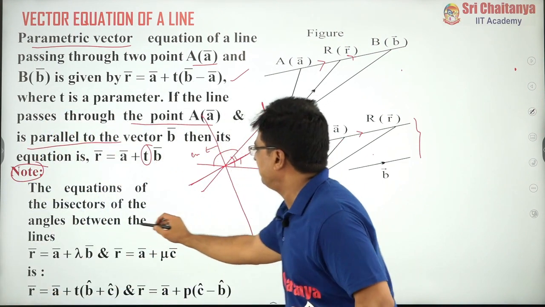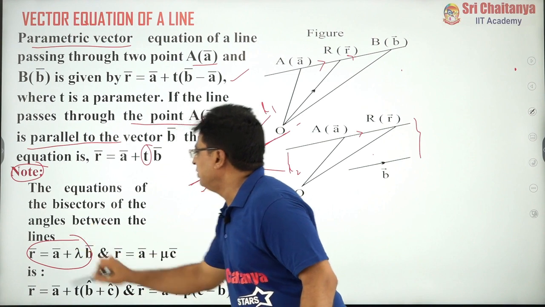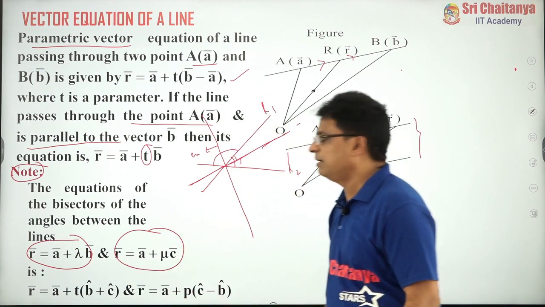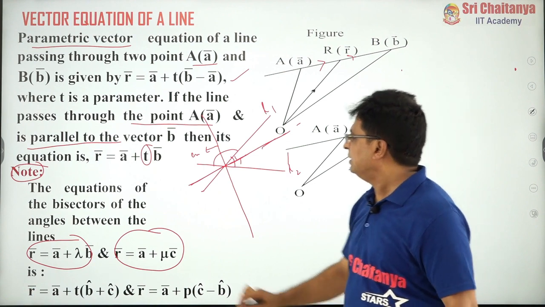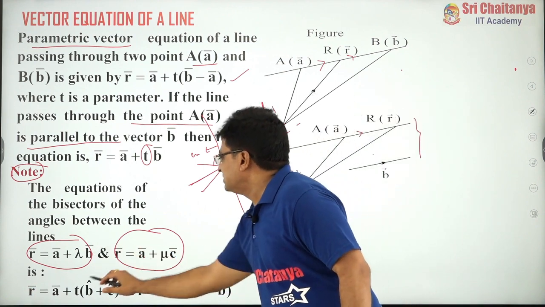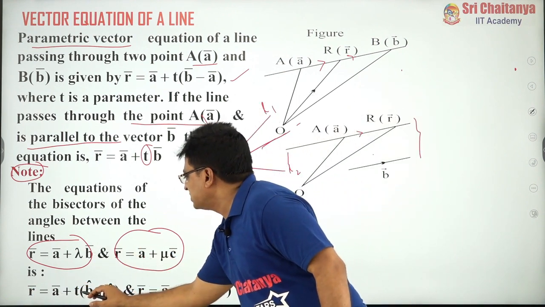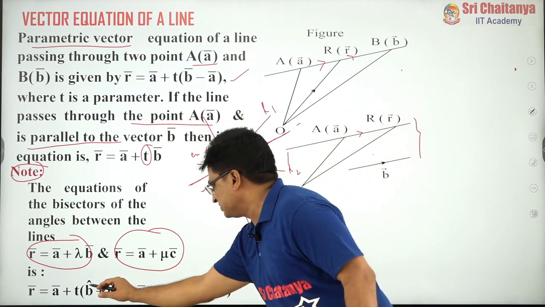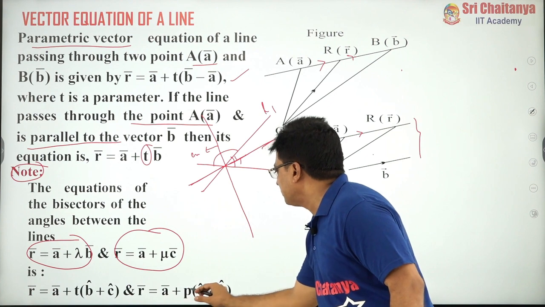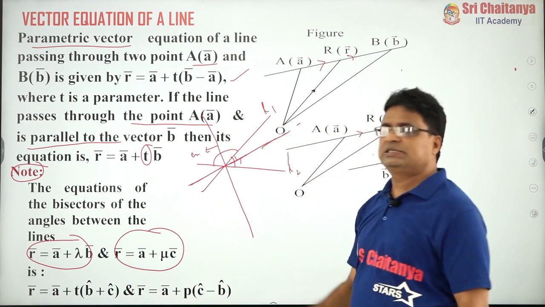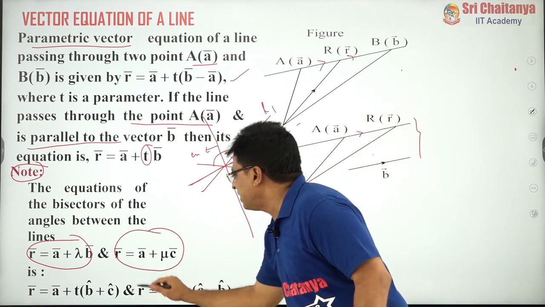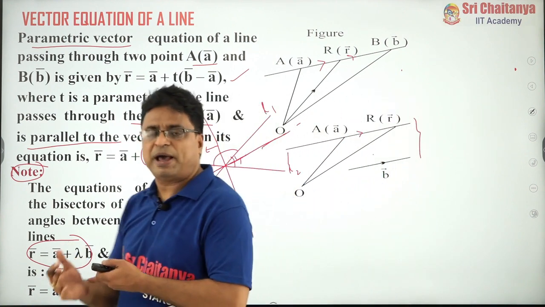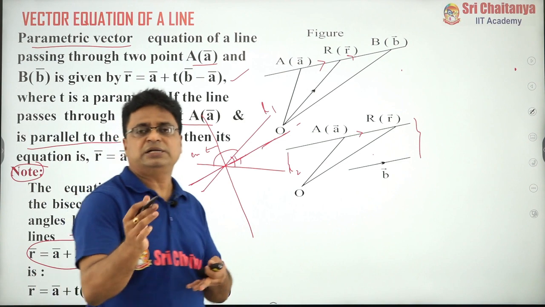So, if two lines are given, say r bar is equal to a bar plus lambda b bar, and r bar equal to a bar plus mu c bar, then the angular bisectors are r bar equal to a bar plus t into (b cap plus c cap), or (c cap plus b cap), and r bar is equal to a bar plus p into (c cap minus b cap). What are b cap and c cap? They are unit vectors parallel to b bar and c bar.